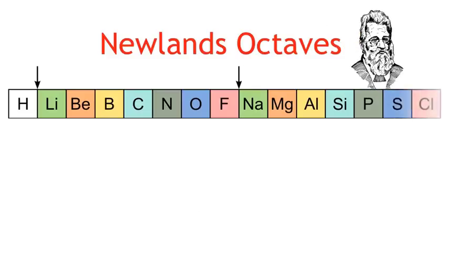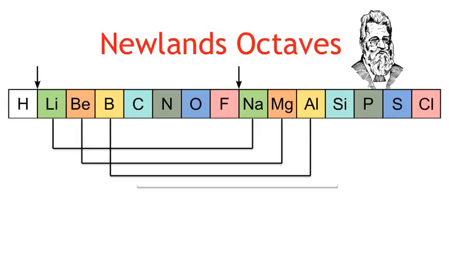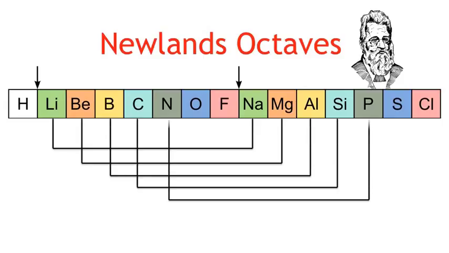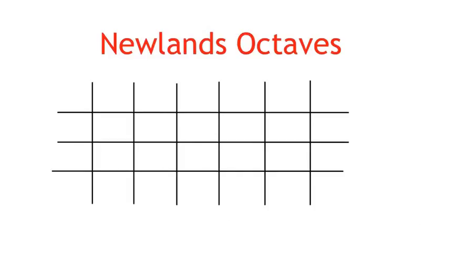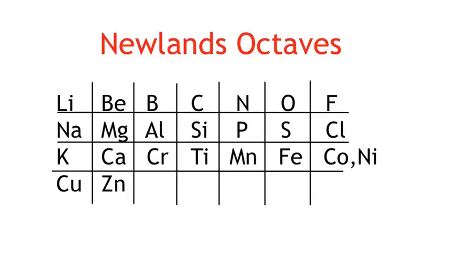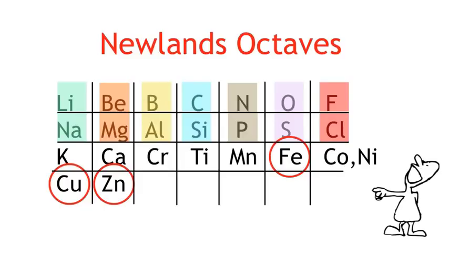50 years later came Newlands' octaves. Newlands noticed that when the elements are arranged in order of their atomic weight, every 8th element had similar properties. So he listed some of the known elements in rows of 7. His pattern only worked up to a certain point. It broke down on the 3rd row, with the transition metals like iron, copper, and zinc causing a massive flaw in his theory. His theory was met with ridicule, but he was close.